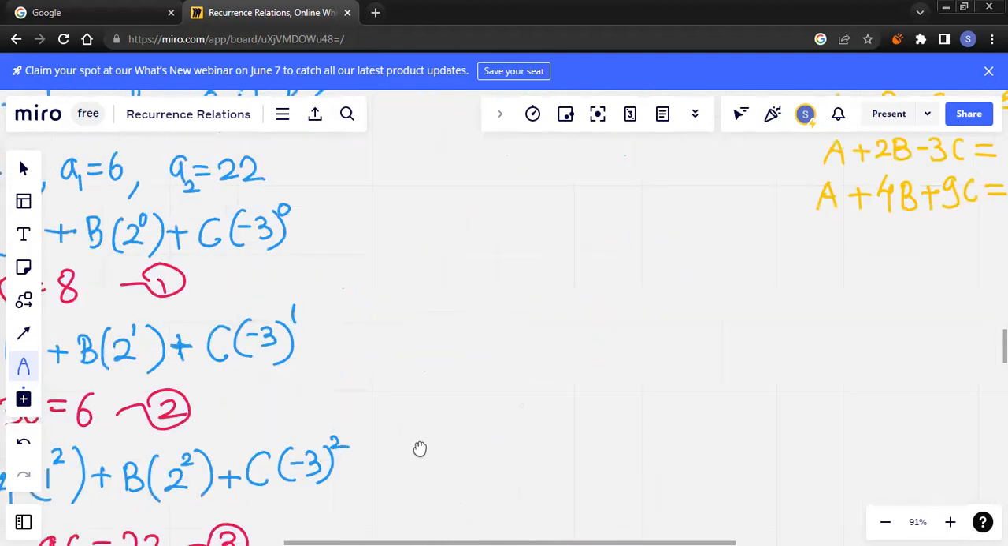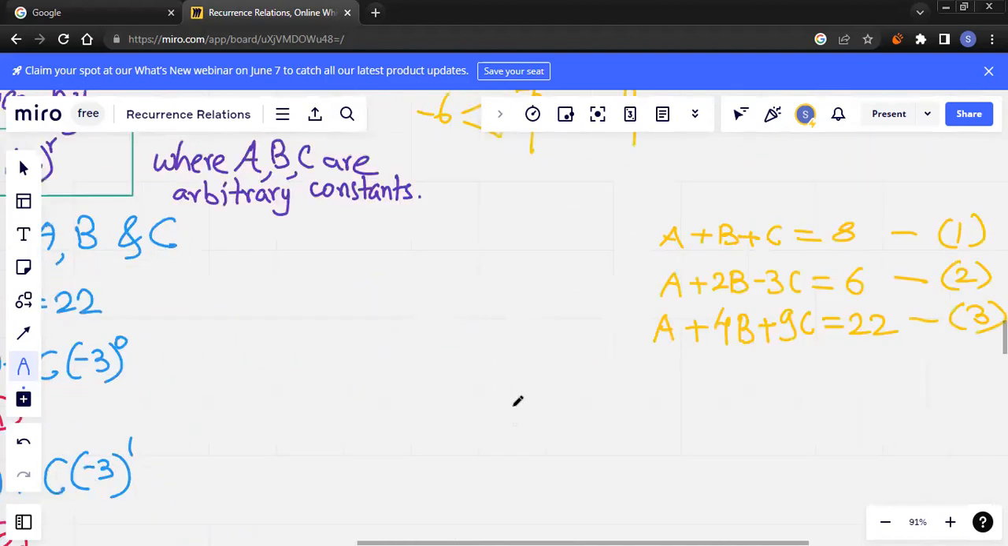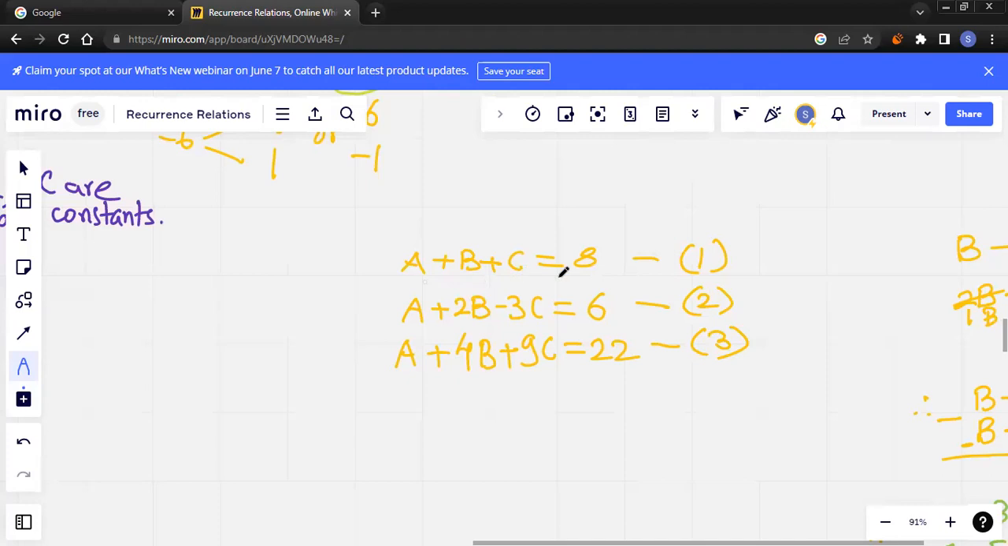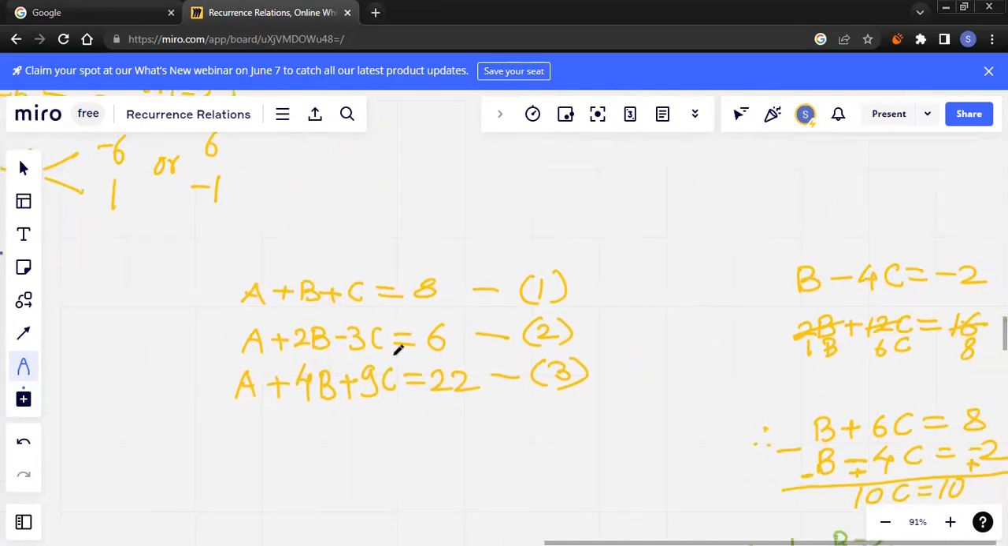Now to solve these three equations simultaneously, we have taken them separately. We have rewritten them as a + b + c = 8 as our first equation, a + 2b - 3c = 6 as our second equation, a + 4b + 9c = 22 as our third equation.